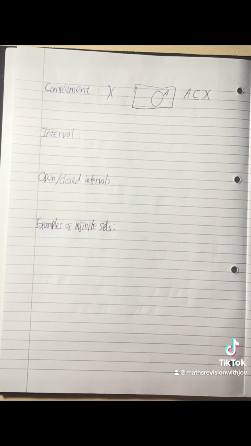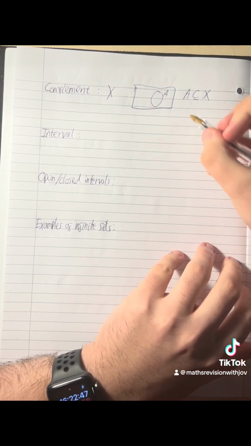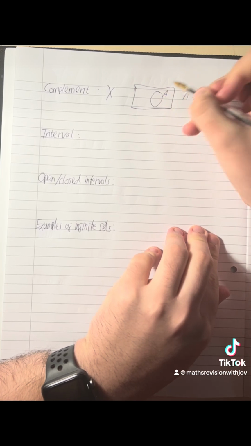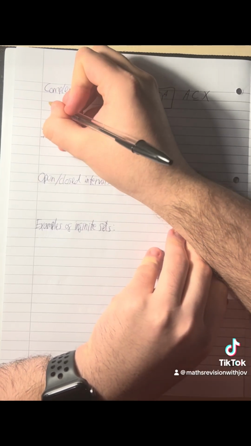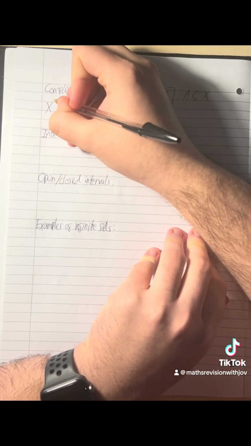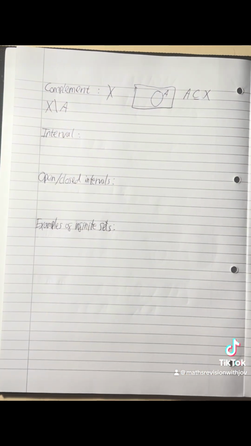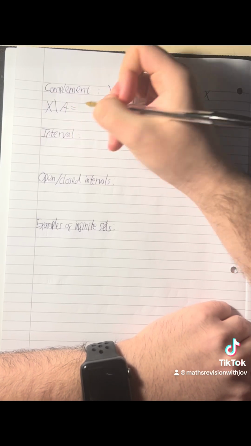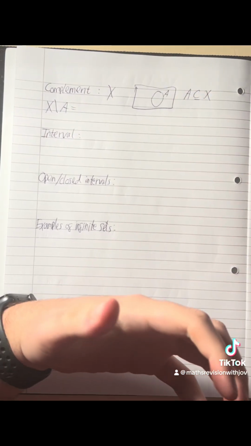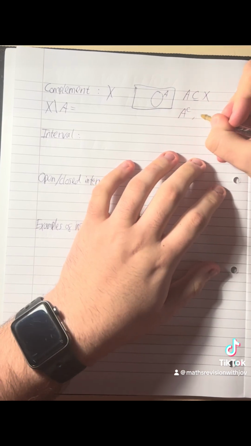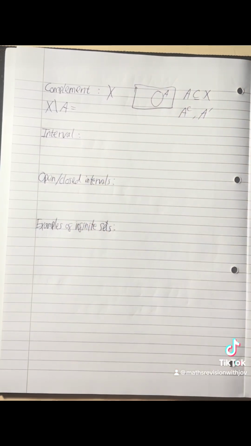Okay, so what do I mean by the complement? Well, when I say the complement, I mean all the elements that are in X but not in A. So we write that like X but not in A, with a backward slash. You may be used to seeing complements in the form A^C or A dash. That's what you might see at GCSE level.